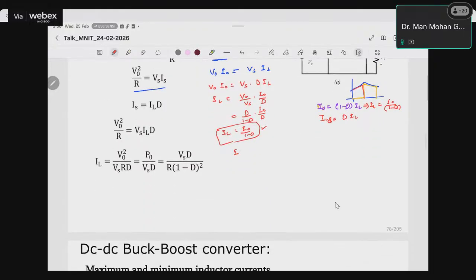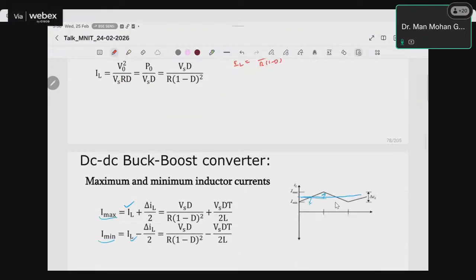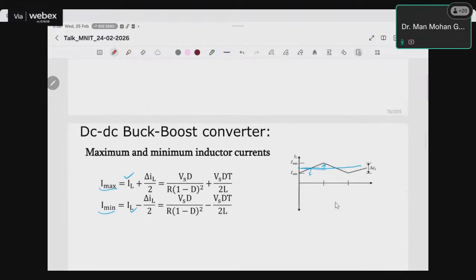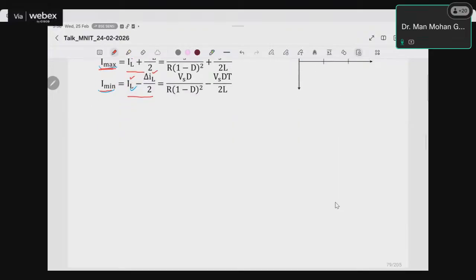So average inductor current is nothing but V naught upon R into 1 minus D. Now minimum and maximum currents we can find again the same way. IL max is equal to IL plus del IL by 2, similar to other converters, IL minimum equal to IL minus del IL by 2. Del IL values we already know, IL values we already know. So with the help of this, we can find minimum and maximum current.